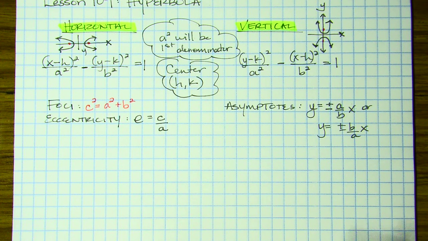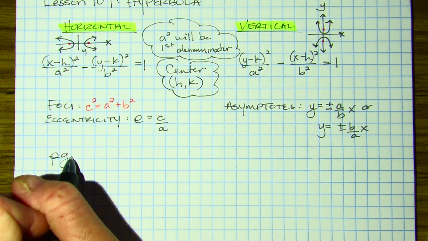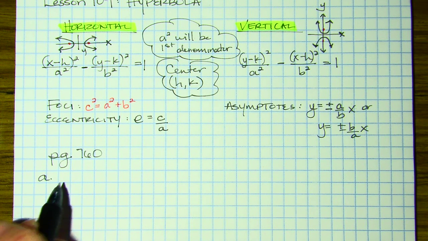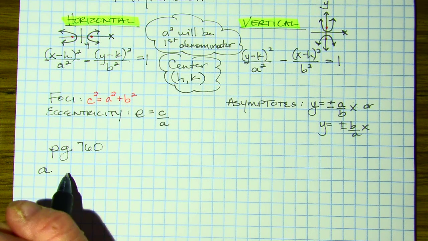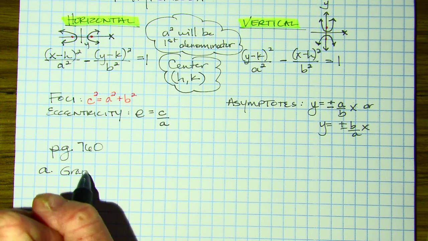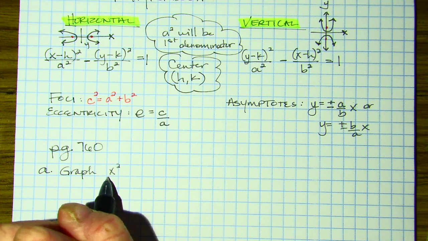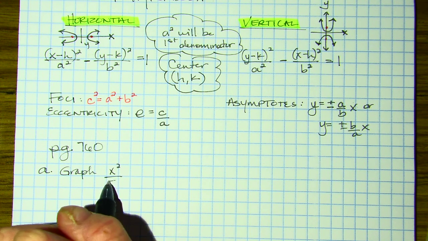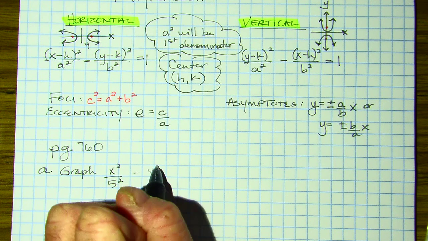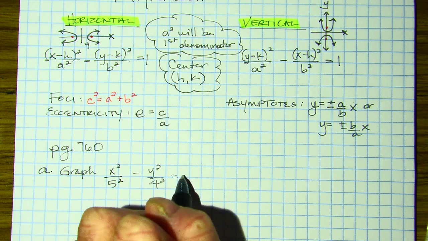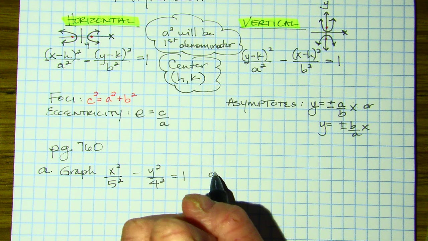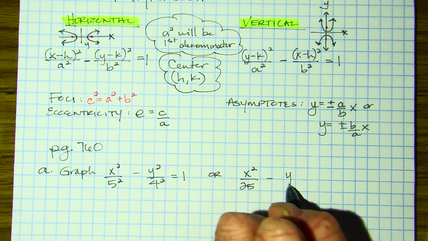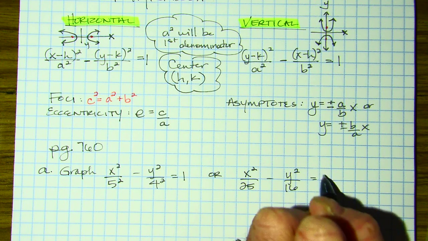Our lesson practice is on page 760, and we're going to jump into part A. I'm just going to find all the parts for each example. So we're going to graph x squared over 5 squared minus y squared over 4 squared equals 1. This could also be written x squared over 25 minus y squared over 16 equals 1.